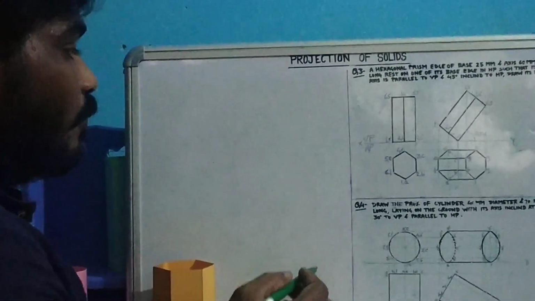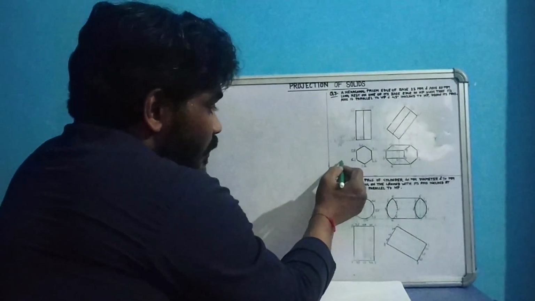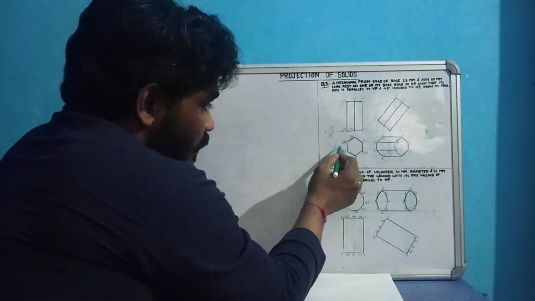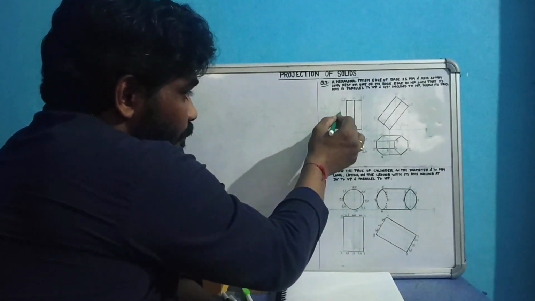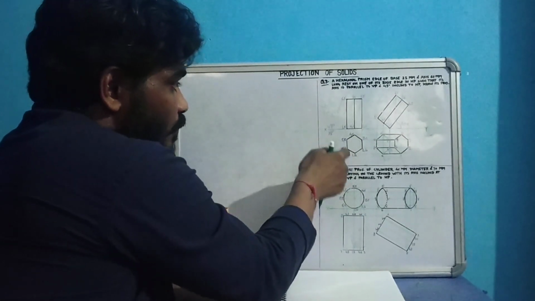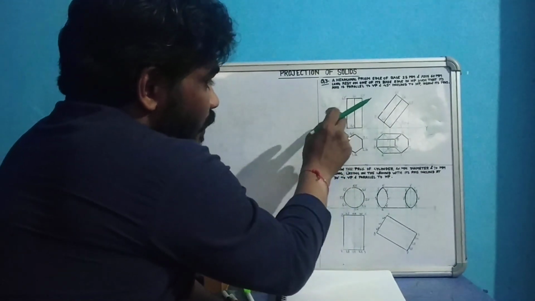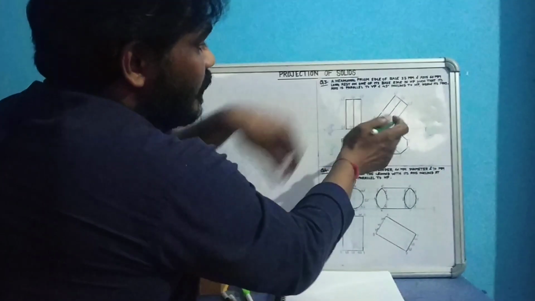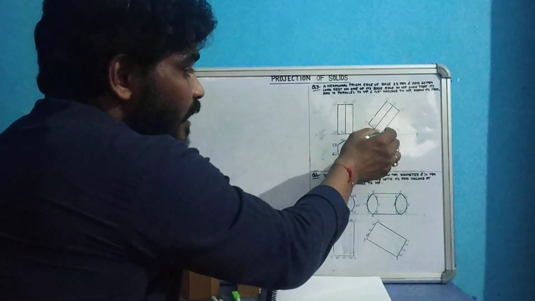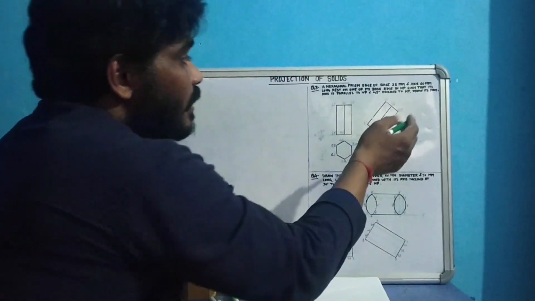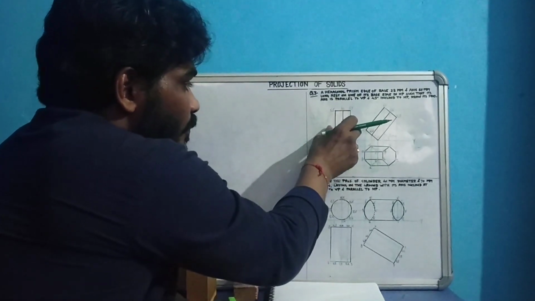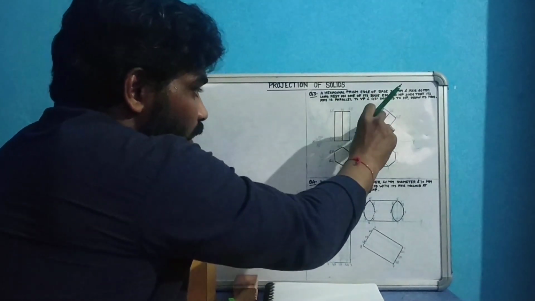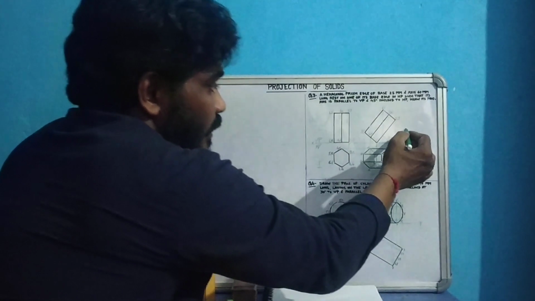So first of all, this is the first step: we have to draw this. This is the second step: after drawing this, we will draw this. After drawing this, we have to incline this at 45 degree. Why at 45 degree? Because it is given here, the axis of the solid is inclined at 45 degree to HP. The same shape we will draw here with inclination of 45 degree.